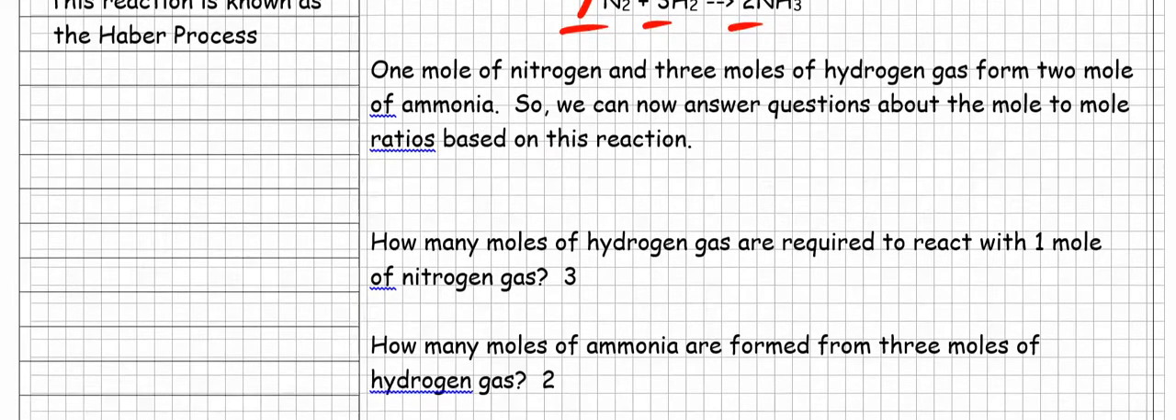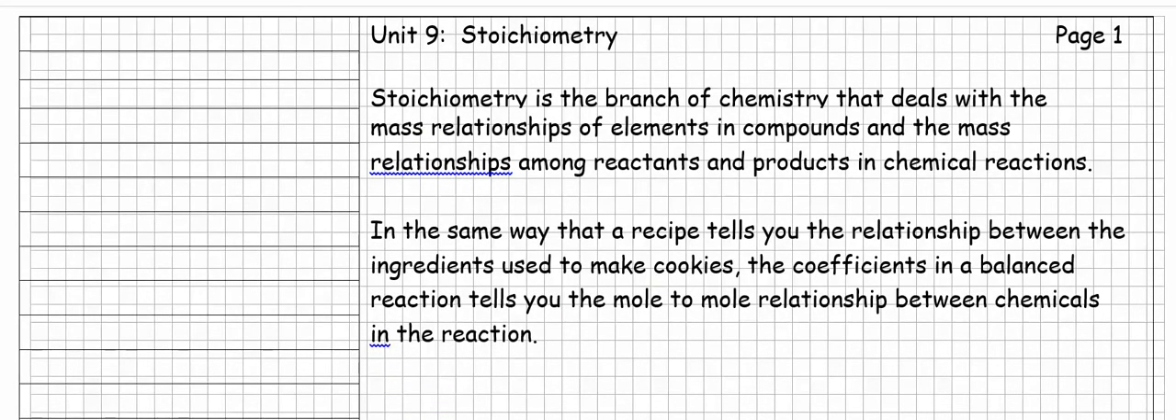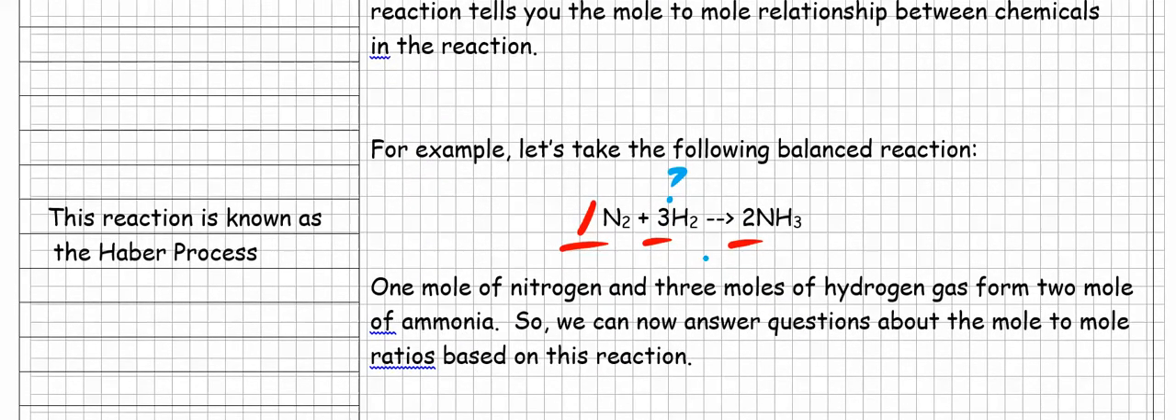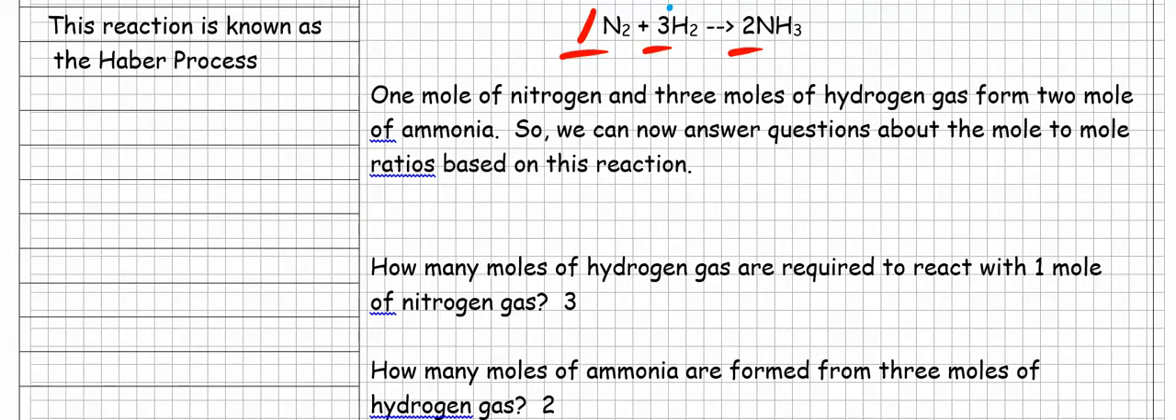Let's keep asking questions from this relationship. How many moles of ammonia this time are formed from 3 moles of hydrogen gas? So let's look again at the balanced reaction. The balanced reaction, remember, is a 1 to 3 to 2. So 3 moles of hydrogen gas produce, from the balanced equation, 2 moles of ammonia. So our answer would be 2, right? Our answer would be 2.